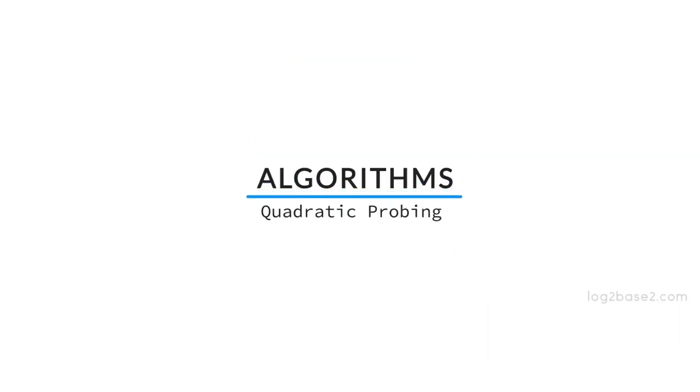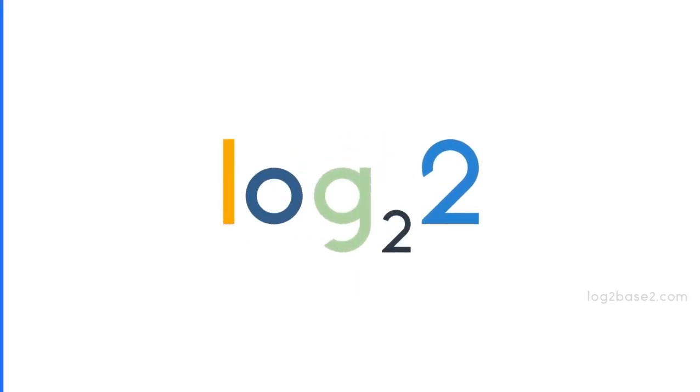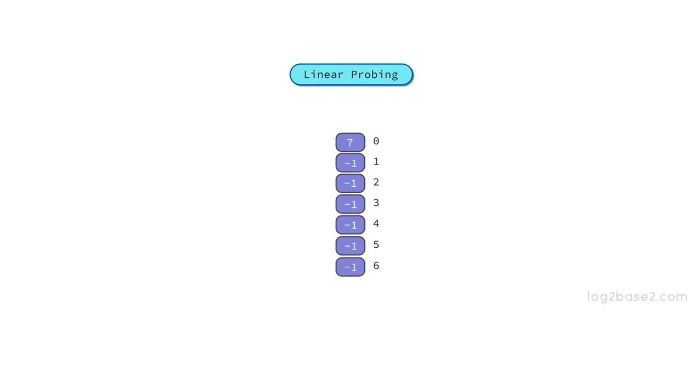Hello friends, in this video, let us discuss quadratic probing. In the previous videos, we learned about linear probing, which is one method to handle and avoid collision. Here, if any collision occurs, we are linearly checking for the available index one by one.